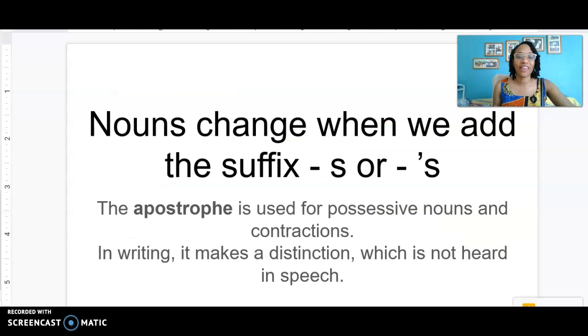I want you to remember that nouns change when we add the suffix s or apostrophe s. The apostrophe is used for possessive nouns and contractions. And in writing, we make a distinction that we don't hear in speech. So when you're writing and you want to add that s at the end of the word, remember that if you're using an apostrophe, you're designating possession. We don't need to hear the sentences anymore, the apple of the teacher. No, we can use that handy dandy apostrophe s to make it clear that this is the teacher's apple.